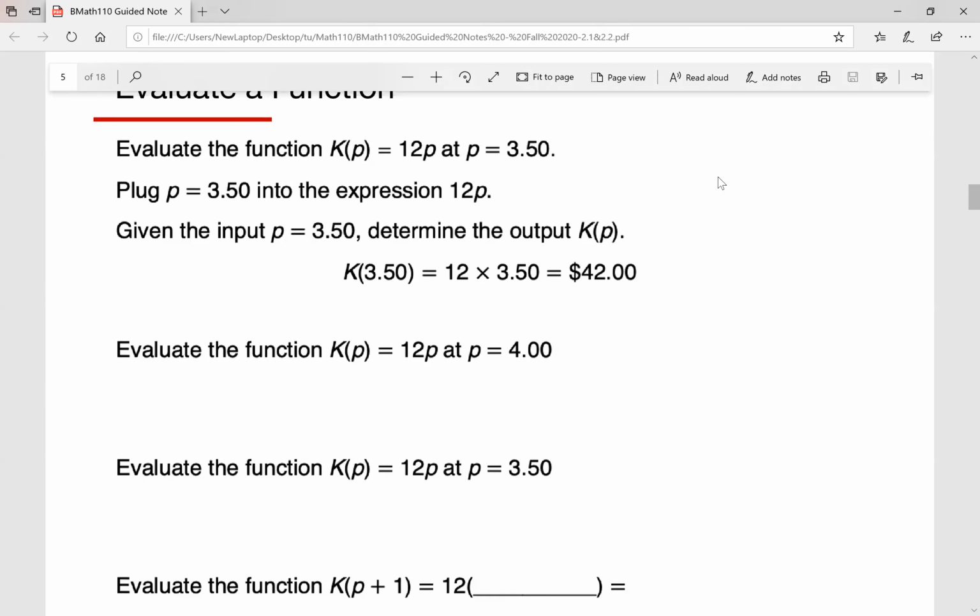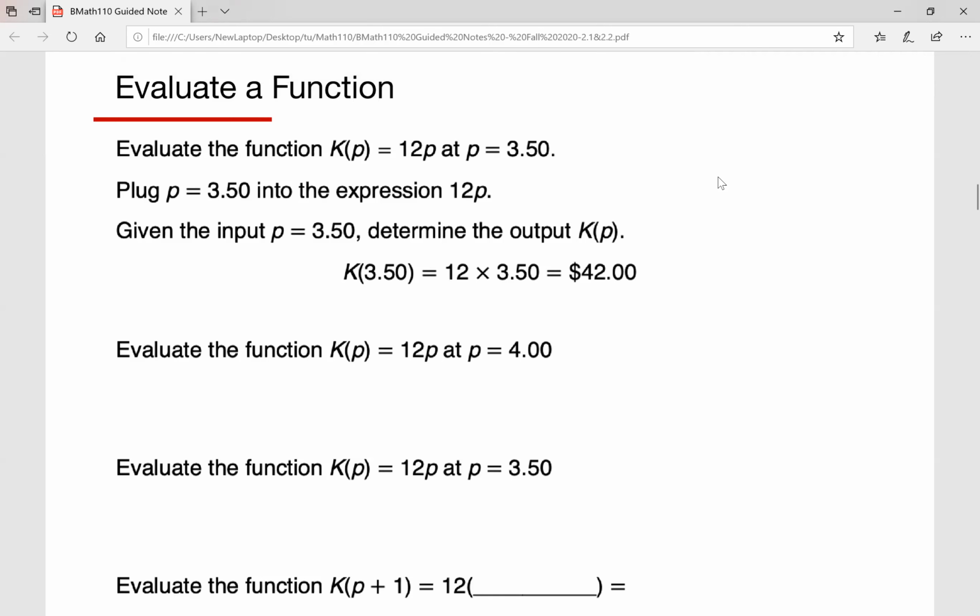Okay. So in this page, they want us to evaluate the function, right? The first question is: evaluate the function k(p) = 12p at p = 3.5. So what I should do is, I know that the input now becomes 3.5, so I just plug it back into p here, and I will get the answer.